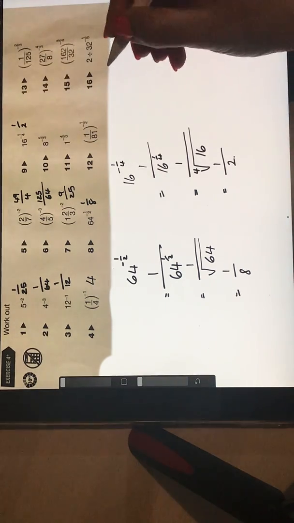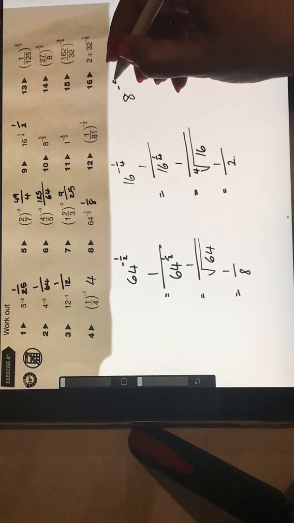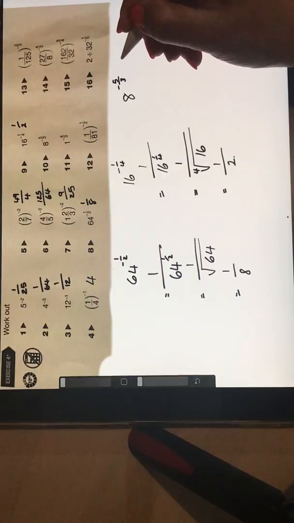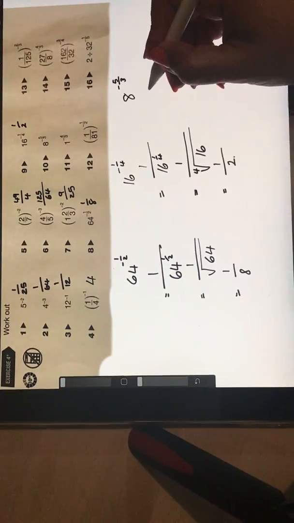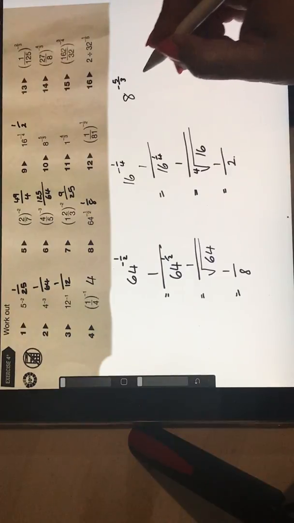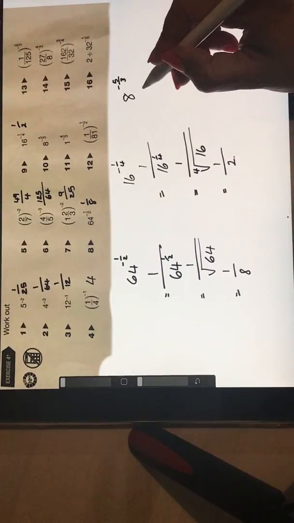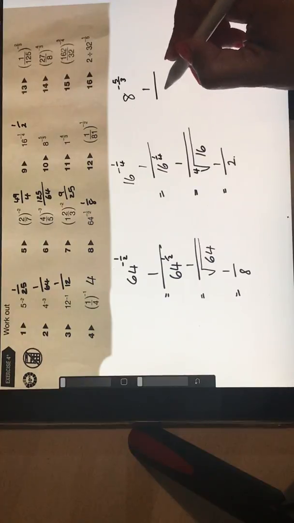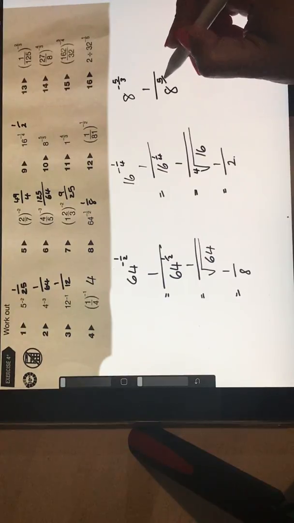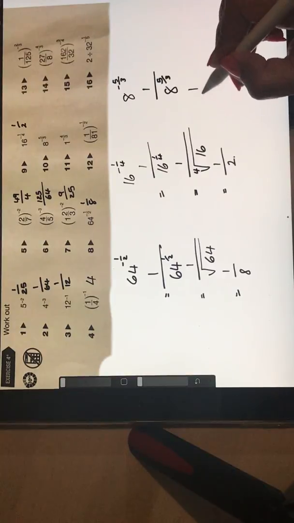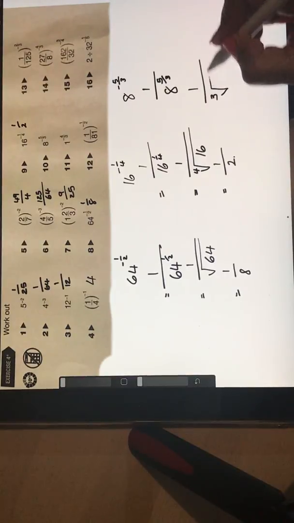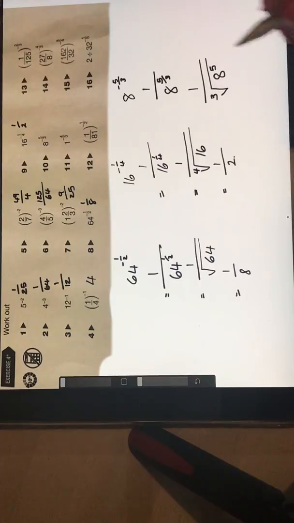Right, for number 10, we've got 8 to the power of minus 5 over 3. And that will give us, first we're going to turn it into a positive number. All right, so we've got 1 over 8 to the power of 5 over 3. Then we take the cube root, 1 over the cube root of 8 raised to the power of 5.